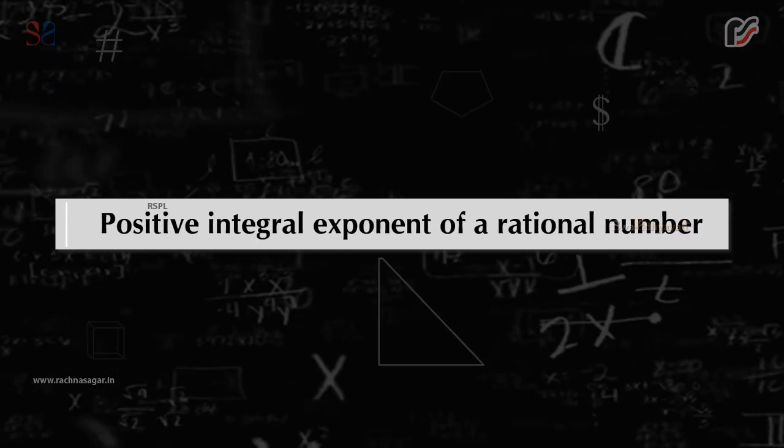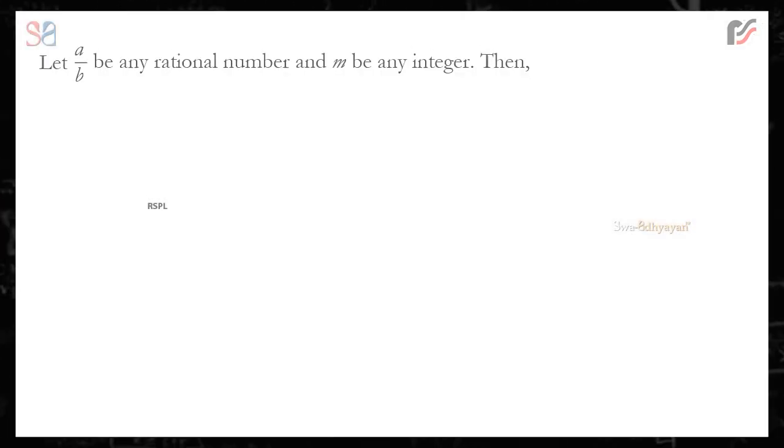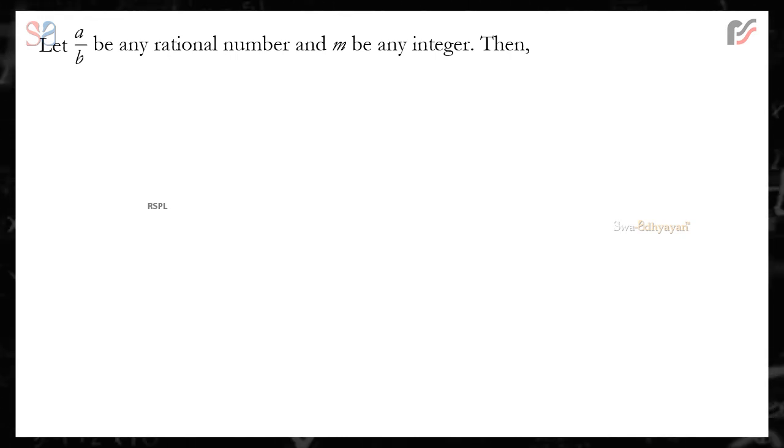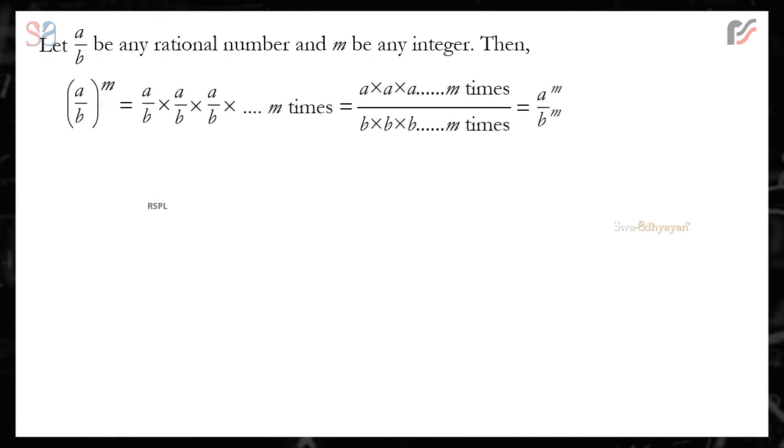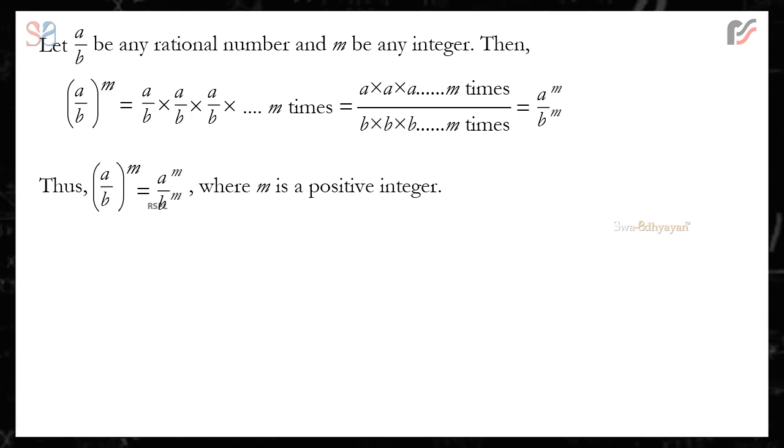Positive integral exponent of a rational number. Let a by b be any rational number and m be any integer. Then a by b whole raised to the power m is equal to a by b into a by b into a by b and so on until m times, which is equal to a into a into a and so on m times by b into b into b and so on till m times, which is equal to a raised to power m by b raised to power m. Thus, a by b whole raised to the power m is equal to a raised to power m by b raised to power m, where m is a positive integer.